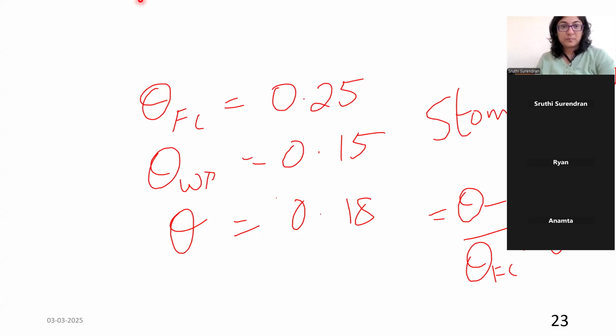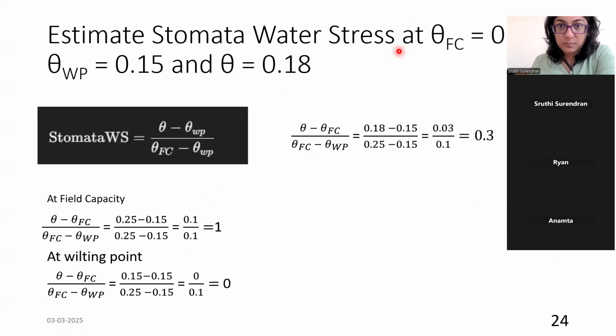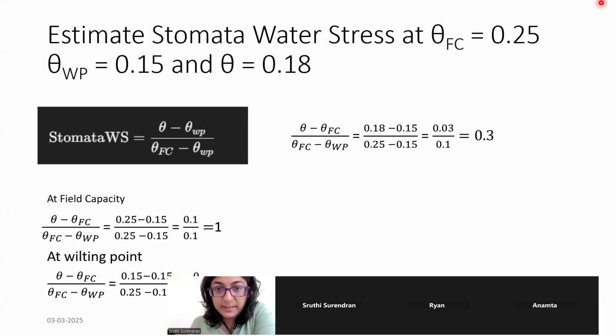Yes, all of your answers are right. It's 0.3. So now we know that theta minus theta WP by theta FC minus theta WP will give you 0.3. Now, at field capacity, what will this be? Just try at field capacity.